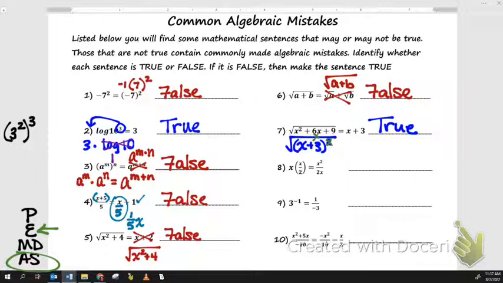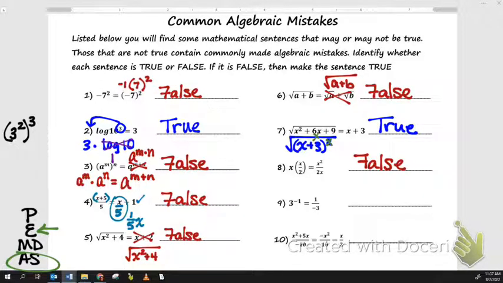Three more to go. Number 8 is false. I don't know why I write my capital F's up like backwards. It's a thing that I started years ago. I'm not sure why, but that's just a capital F.